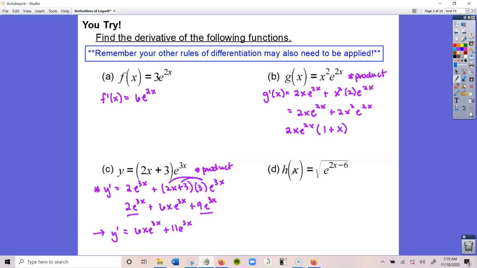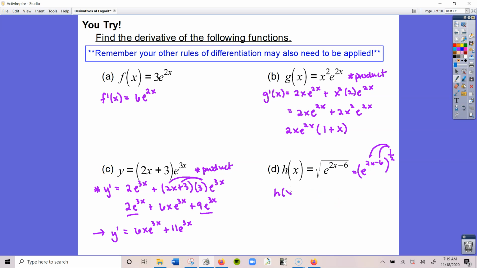Last one here, we have h of x is equal to the square root of e to the 2x minus 6. I'm going to have to rewrite this with the exponent. So e to the 2x minus 6 raised to the 1/2. Now what we can do here, instead of applying the chain rule, because that would require us to do some more work, I can apply the rule of exponents. And the rule of exponents states that when you have an exponent raised to an exponent, you would multiply. So I'm going to go ahead and distribute the 1/2 to the exponent here.